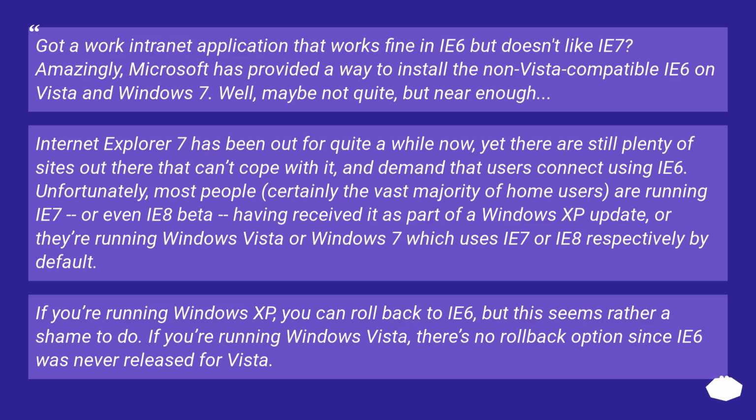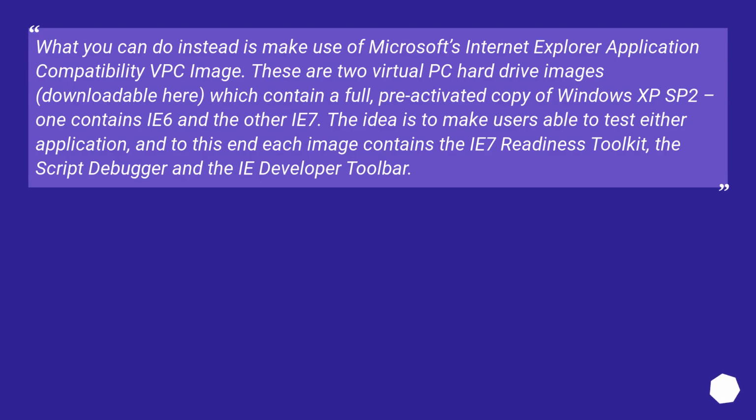If you're running Windows XP, you can roll back to IE6, but this seems rather a shame to do. If you're running Windows Vista, there's no rollback option since IE6 was never released for Vista. What you can do instead is make use of Microsoft's Internet Explorer Application Compatibility VPC image.